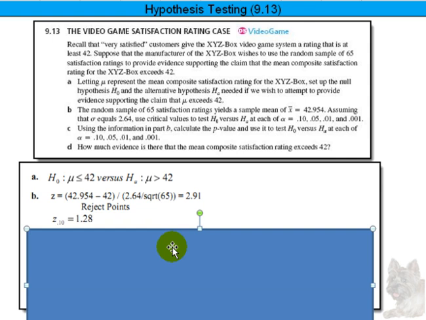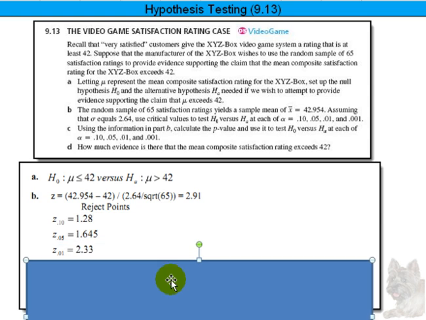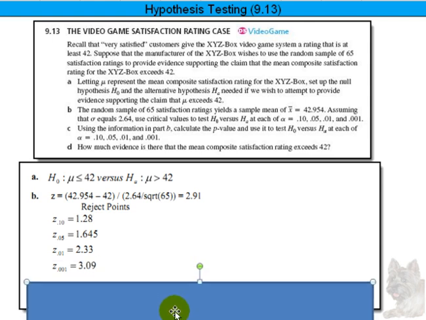Okay. At 10%, the rejection point is 1.28. A z-score at 5% is 1.645, and a z at 1% is 2.33. At 0.001 it is 3.09.